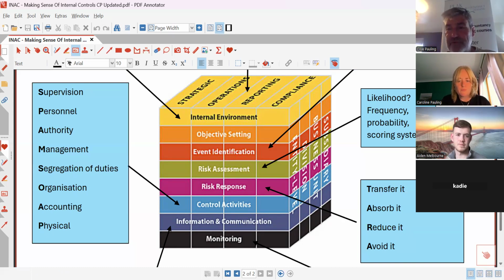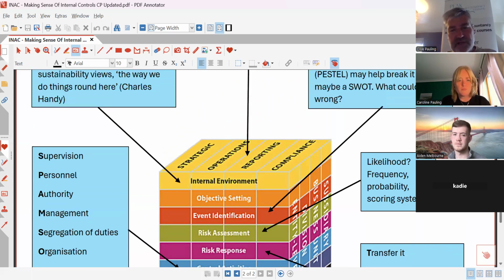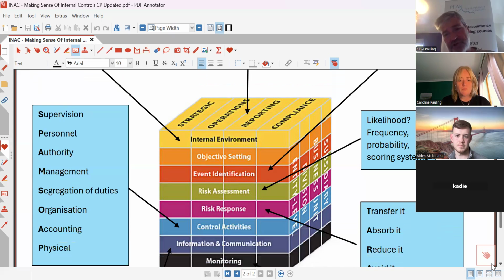So, what are the three faces of our cube? Well, basically, on the side there, you can see, hopefully, it says subsidiary, business unit, division, entity level. And all that side of the cube is saying is that, hey, this model can be applied at any level of your organization to help you consider the risks and the control systems.